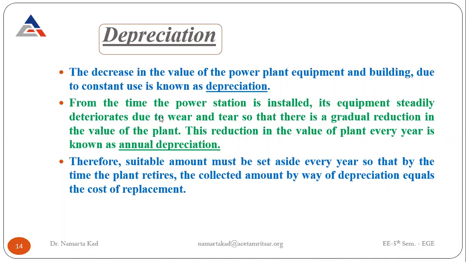Like in 2016, the cost of your motorbike is 50,000, say. But in 2017, it decreased to 45,000, and now in 2021, it decreased to 30,000, say. So this reduction in the cost of any machinery is depreciation, or the annual decrease in the cost is termed annual depreciation. The factor it depends on is the continuous usage of that particular device, machinery or equipment. Therefore, a suitable amount must be set aside every year so that by the time the plant retires, the collected amount by way of depreciation equals the cost of replacement.